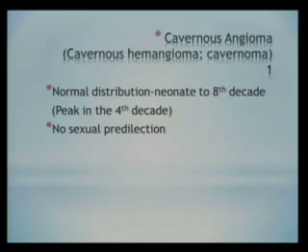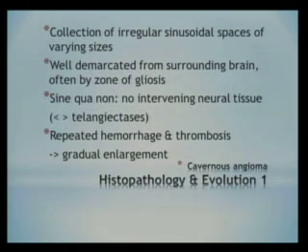Now the cavernous angioma is a collection of irregular sinusoidal spaces of varying sizes. And the blood that's in those little compartments is static almost. So it just sits there and then it ruptures. And then it becomes organized around the initial cavernoma. And then it bleeds again, and so on and so on. And eventually it grows. So these are not innocuous lesions. They are potentially very bothersome and even incapacitating.